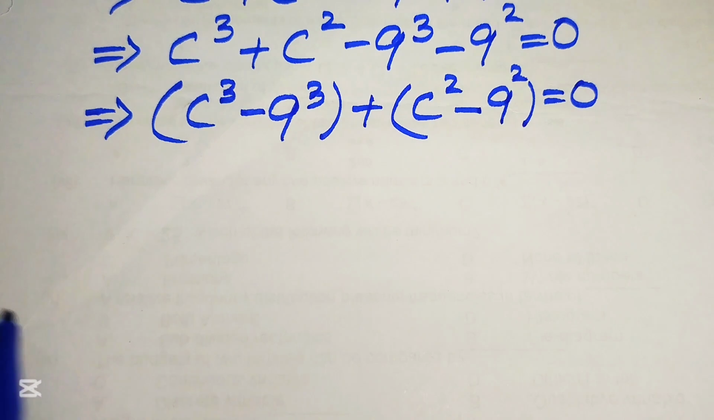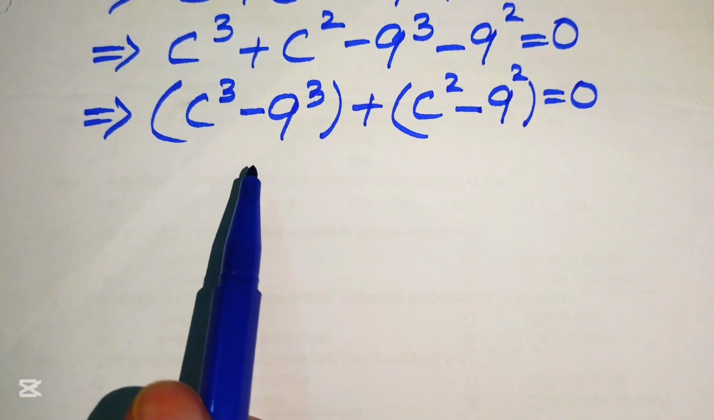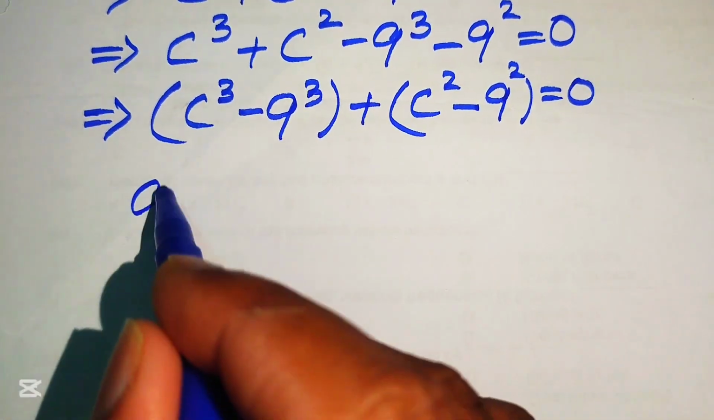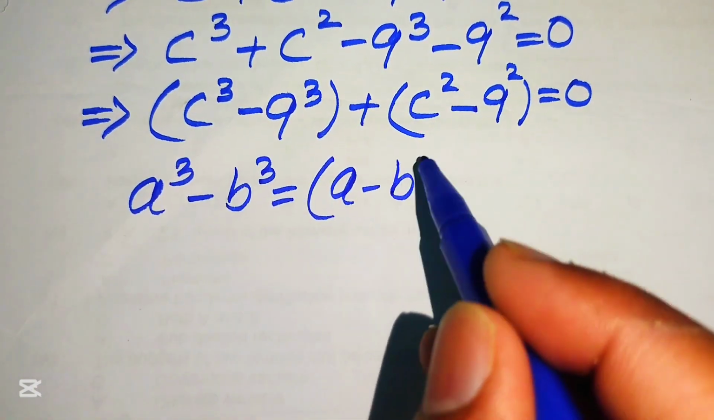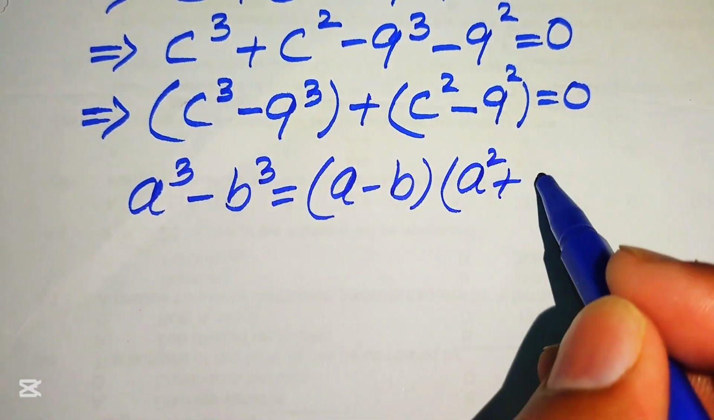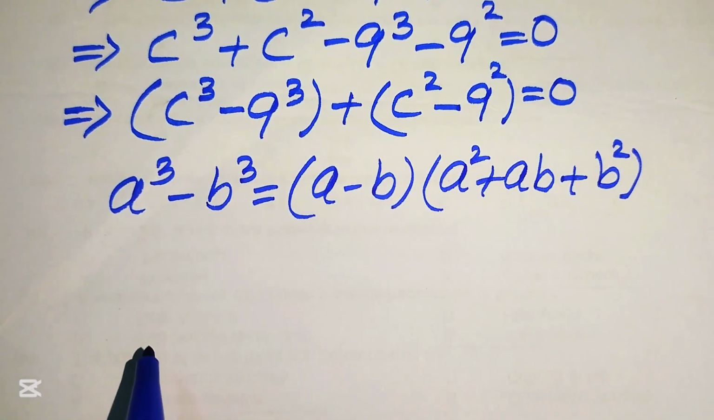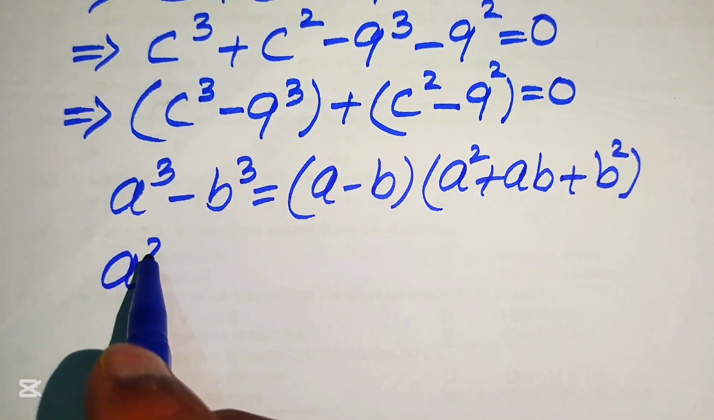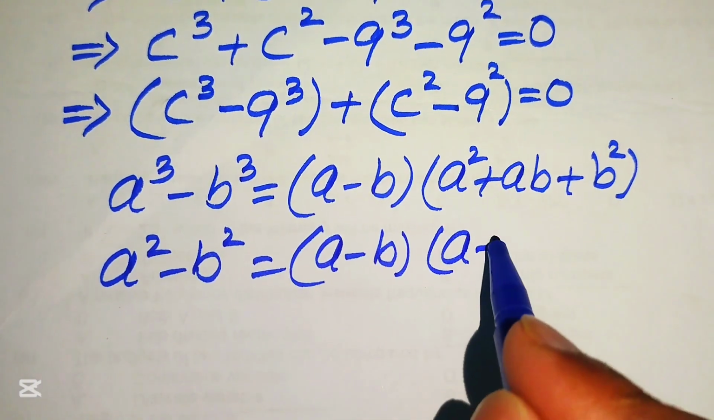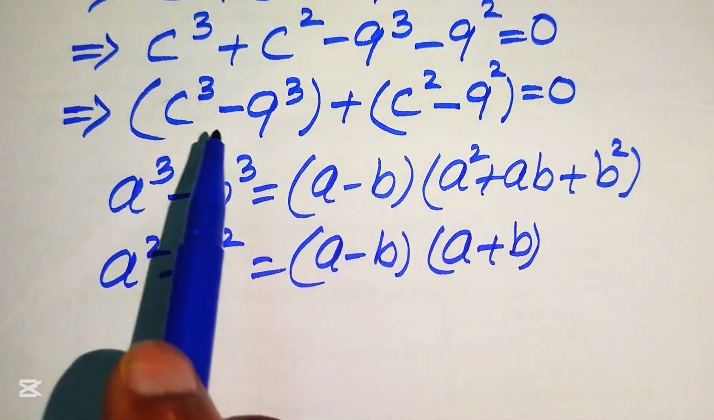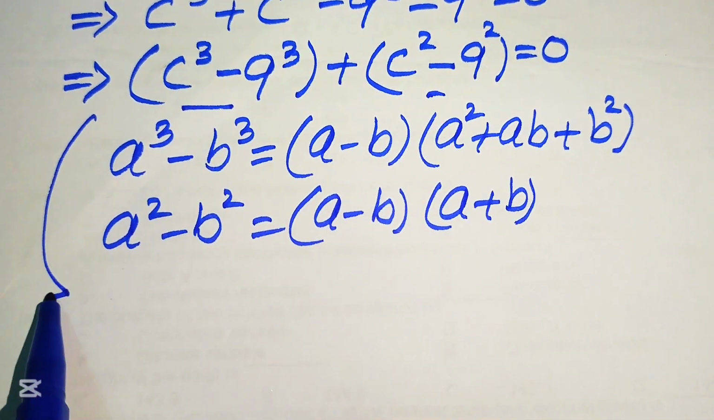In the next step, we need to apply two nice formulas here. The first formula is a cubed minus b cubed equals a minus b times a squared plus ab plus b squared. Similarly, we need another identity: a squared minus b squared equals a minus b times a plus b. So first we apply the cubic formula here and the square formula here.